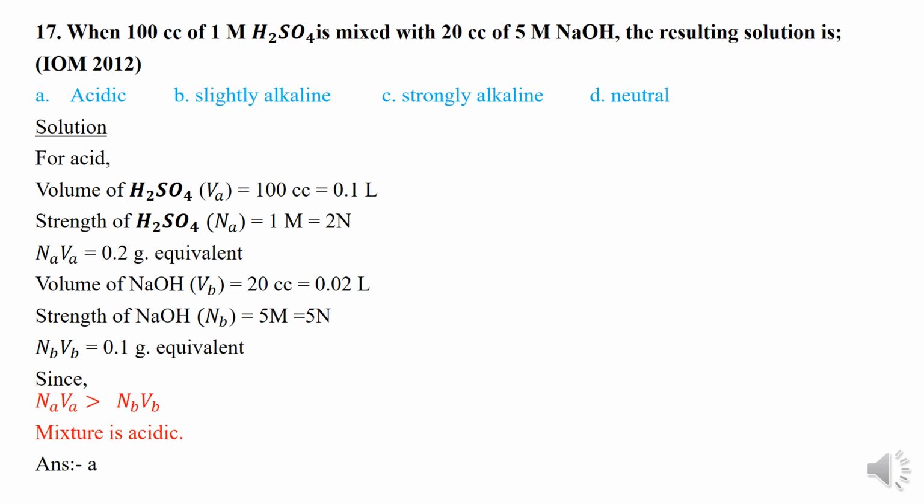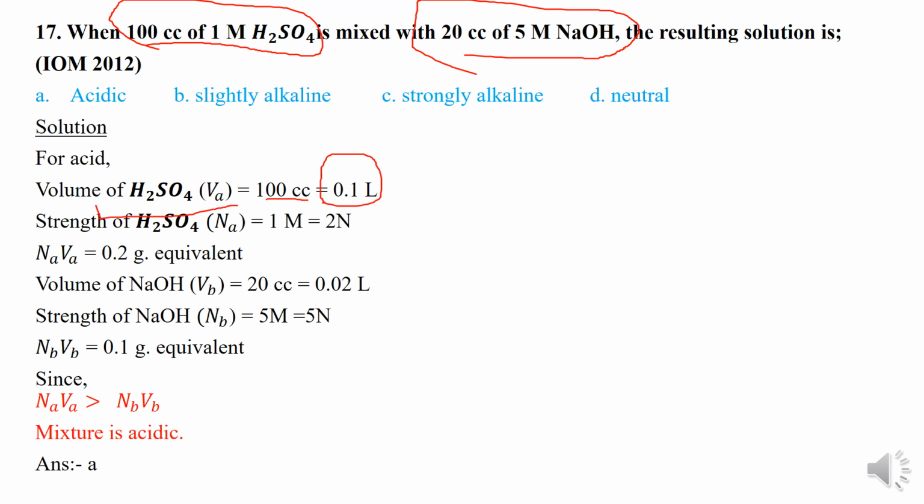Next question. When 100 ml of 1 molar H2SO4 is mixed with 20 ml of 5 molar NaOH, then the resulting solution is, we have to calculate whether the resulting solution is acidic, alkaline or neutral, right? So volume of H2SO4 given is 100 cc. 100 cc means 0.1 liter, and strength of H2SO4 given is 1 molar. 1 molar means 2 normal. We have already discussed this relationship between normality and molarity.